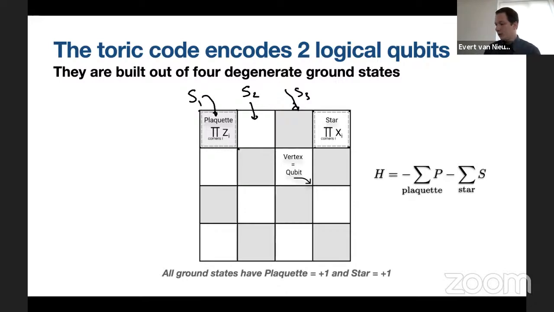So it turns out that for the toric code, that ground state space or code space is 4-dimensional. There's a 4-fold degenerate ground state for the toric code. In the non-periodic surface code, it's 2. So here we have 4 ground states, so not just 0, 1, but we have 0, 1, 2, and 3, and we can use that to define 2 qubits. So the toric code is 2 qubits.